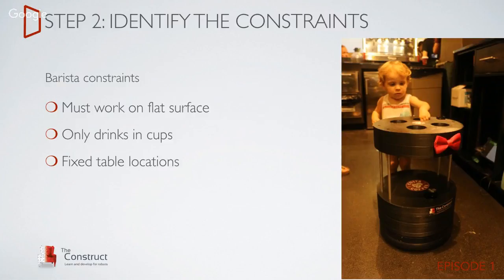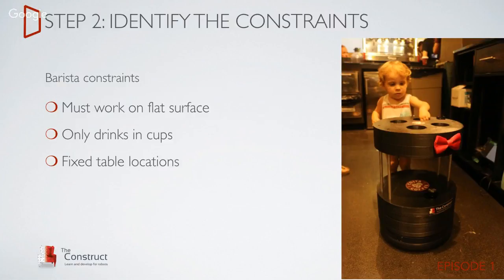Then the tables: the robot can only go to fixed table locations. So the robot is not going to look for the people around and some days go to one place for serving these drinks and another day for another one. So the tables have to be in a fixed position and the robot must know this position.